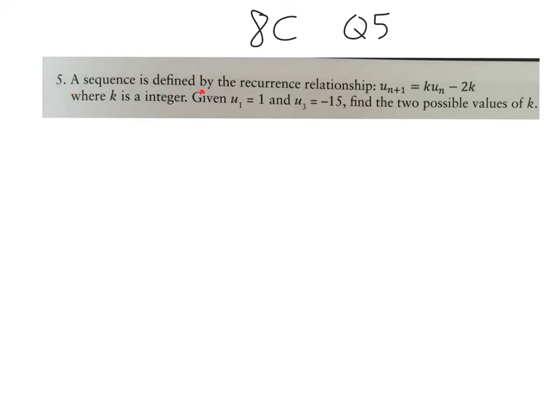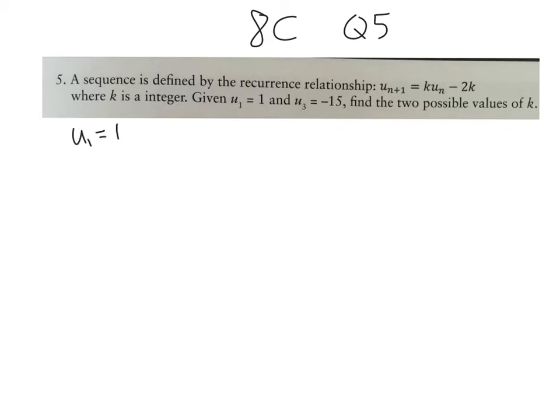A sequence is defined by the recurrence relationship u(n+1) = k·u(n) − 2k, where k is an integer. Given u1 is equal to 1 and u3 equals −15, find two possible values of k. So let's start off with the first term.